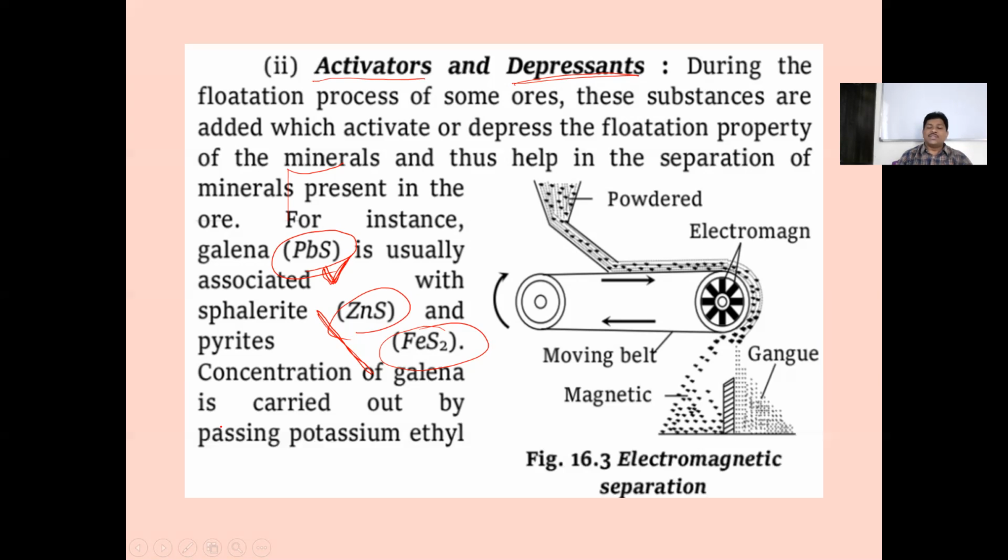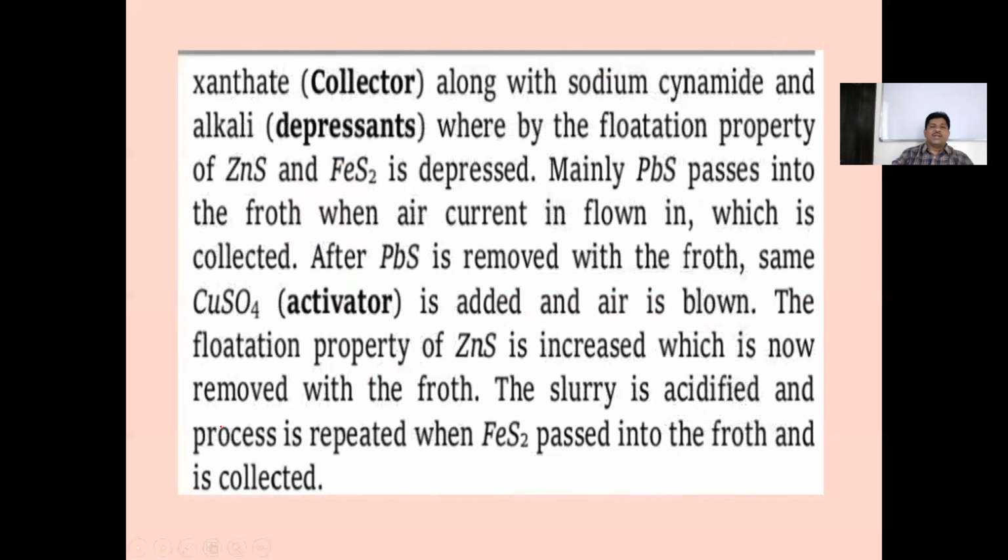Then secondly, what will be separated? ZnS will be separated by adding what? Activator. And lastly, what is separated from this solution? We get lastly FeS2. Okay. So this point we are going to discuss: what are activators and what are depressants?